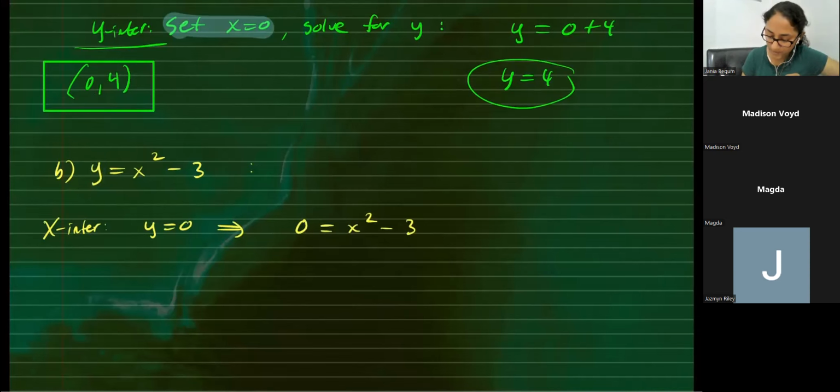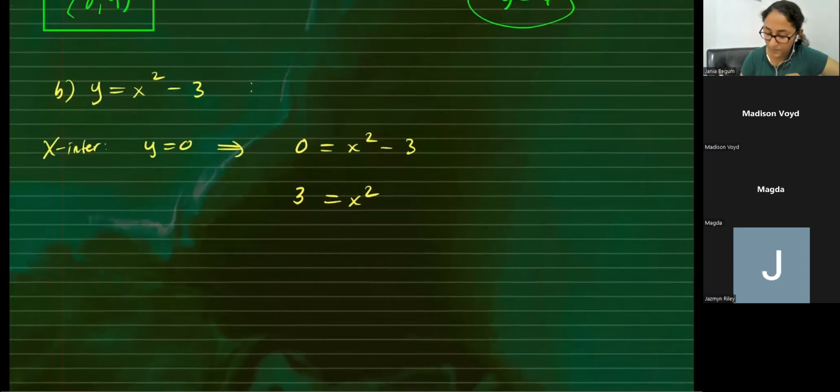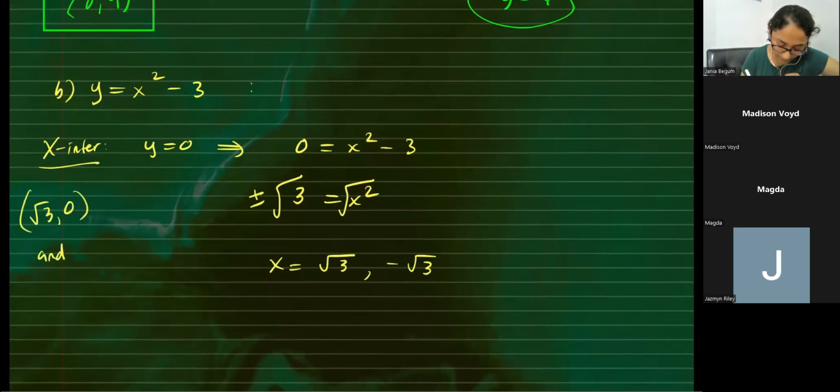You add 3 to both sides. You have 3 equals x squared. And then you solve for x by taking the square root, which means you have to put a plus and minus. So you get x equals positive square root of 3 and negative square root of 3. So two values. As coordinates, you can write (square root of 3, 0) and (negative square root of 3, 0). Those are your two x-intercepts.